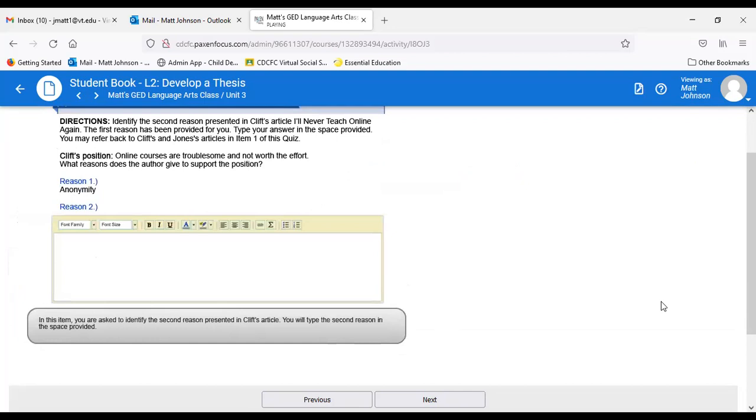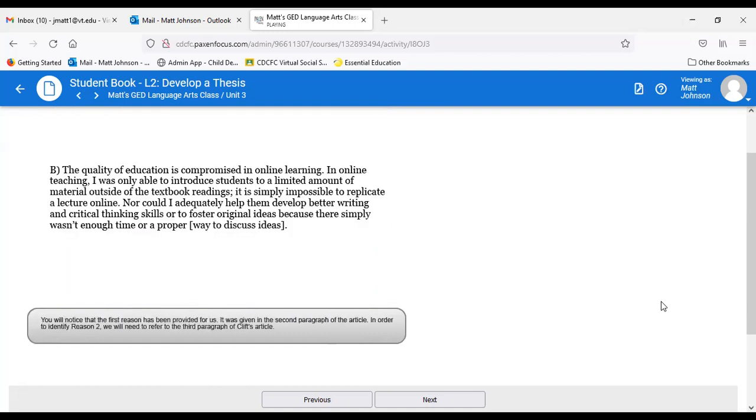In this item, you are asked to identify the second reason presented in Cliff's article. You will type the second reason in the space provided. You will notice that the first reason has been provided for us. It was given in the second paragraph of the article.